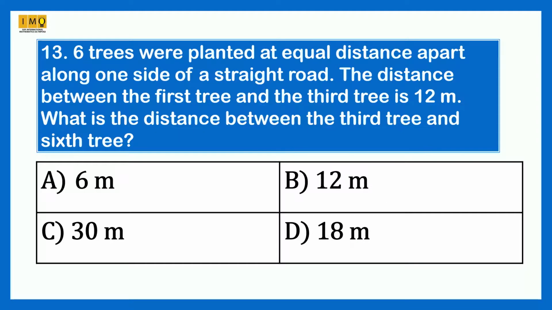6 trees were planted at equal distance apart along one side of a straight road. The distance between the first tree and the third tree is 12 meters. What is the distance between the third tree and the sixth tree? The distance between the third tree and the sixth tree is 6 plus 6 plus 6. That is equal to 18 meters. The answer is option D, 18 meters.